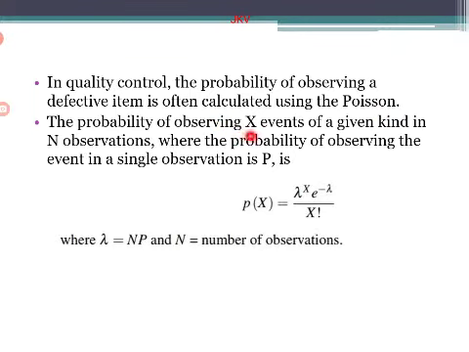The probability of observing X events of a given kind in n observations, where the probability of observing the event in a single observation is p, that is P(x) is equal to lambda^x e^(-lambda) divided by x factorial, where lambda is np, that is n is the number of observations and p is the probability of observing a single observation, and n is equal to the number of observations. So this is an equation for Poisson distribution.